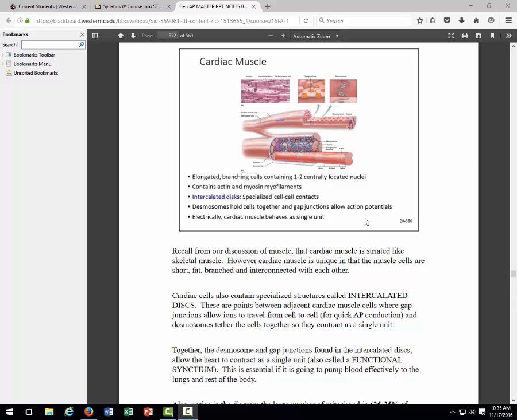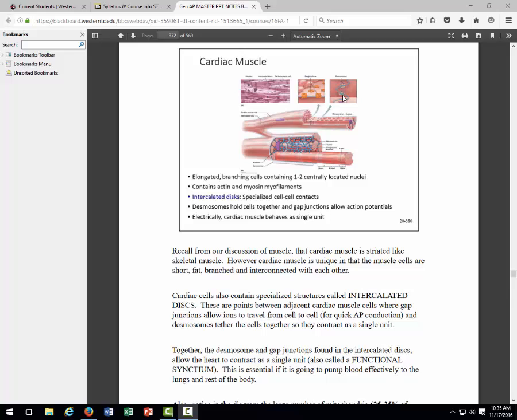That's those dark lines. Can't see it very well in this tiny picture here, but those dark lines, there's two things that are present at those dark lines. There's gap junctions, which are special openings in the membrane between each of the muscle cells, and there's desmosomes that tether the cells together. Intercalated disc, yep, intercalated disc.